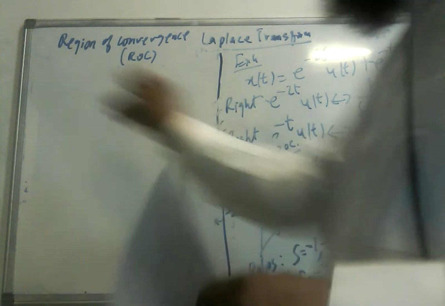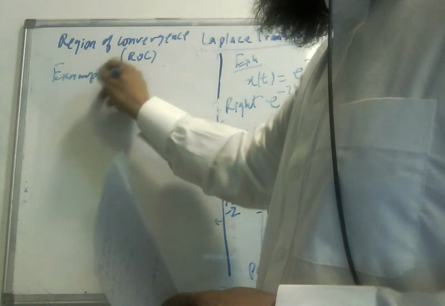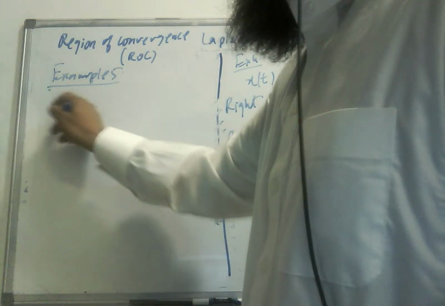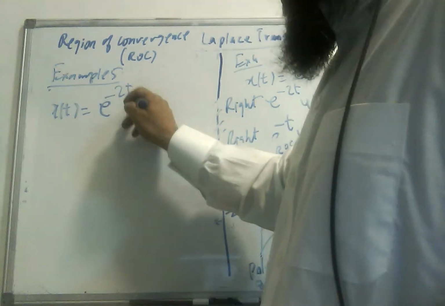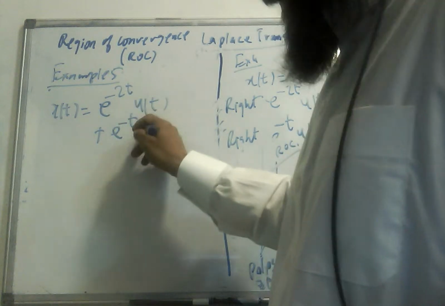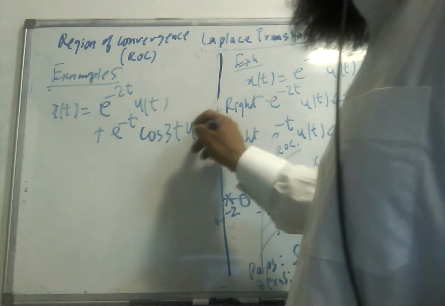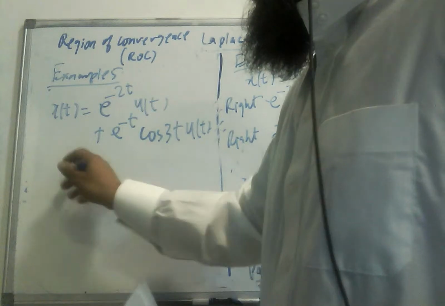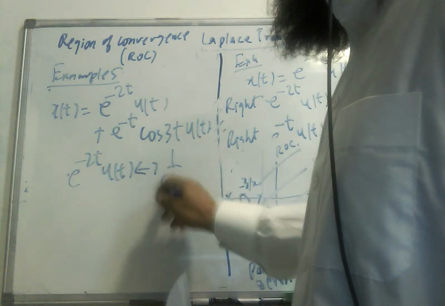Now the last example, example 5, is x of t equal to e raised to the power minus 2t u of t plus e raised to the power minus t cosine 3t u of t. Now this is simple, we do it many times. So this first part is just 1 over s plus 2.